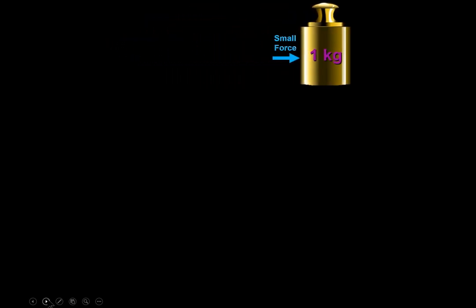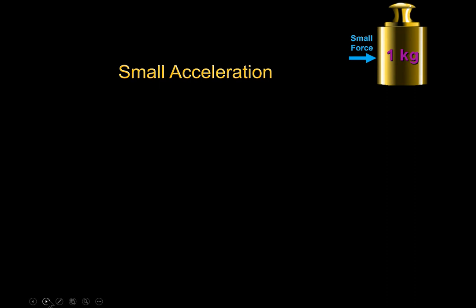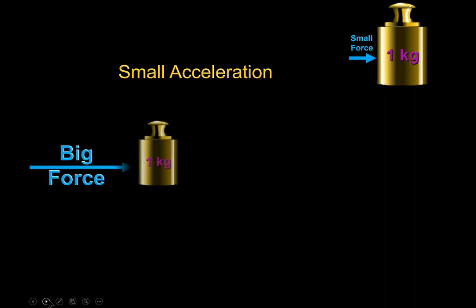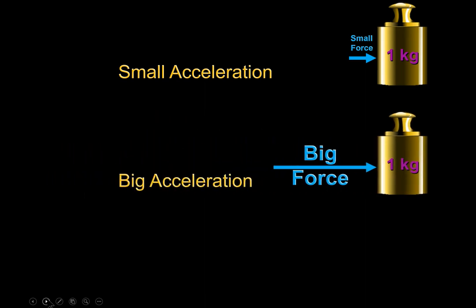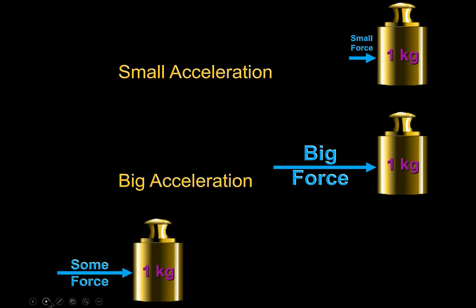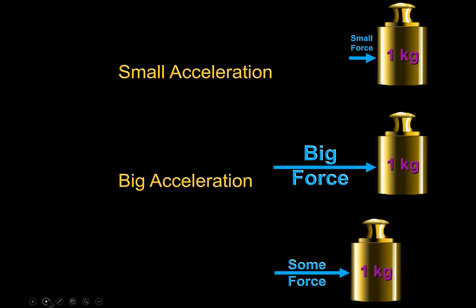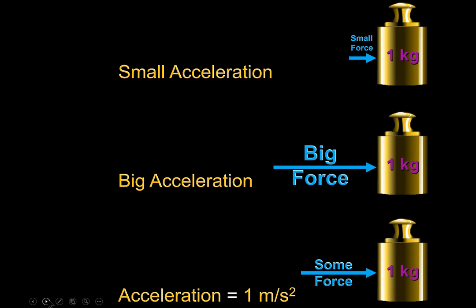Now, if we put a small force on this 1 kilogram mass, therefore it's a small acceleration. If we put a big force on this 1 kilogram mass, it's a big acceleration. Same force, your acceleration is 1 meter per second squared.